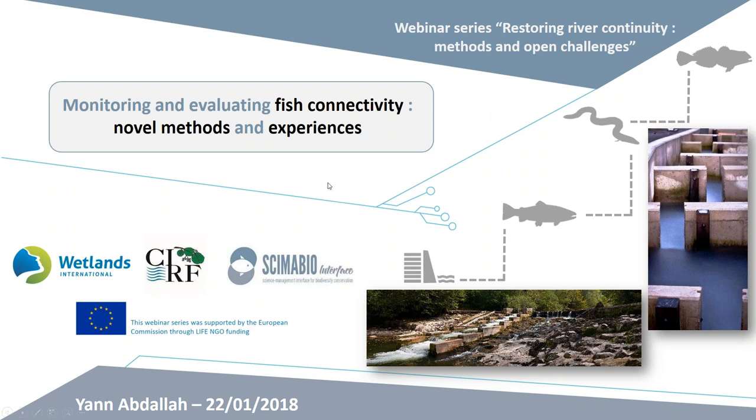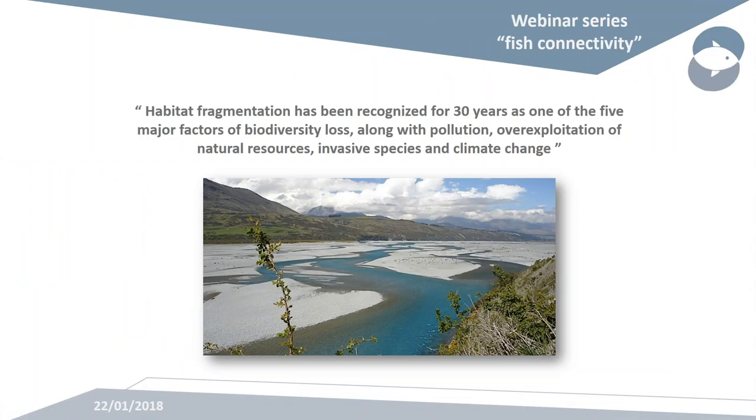So to start my presentation, just a few words about habitat fragmentation in general, because it has been recognized for 30 years now as one of the five major factors of biodiversity loss, along with pollution, overexploitation of natural reserves, invasive species, and climate change. And it's especially the case for aquatic environments and for fish. So when we work on habitat fragmentation in rivers, we work on really important parts of the population dynamics of fishes.